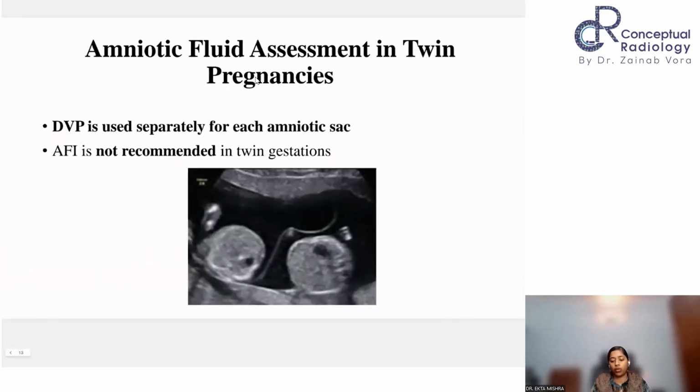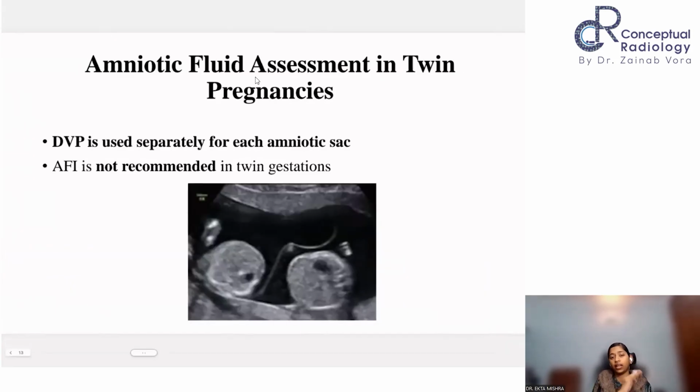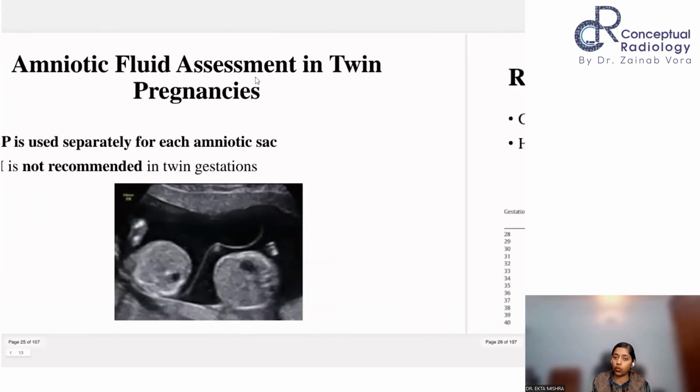So what if you have twins? How do you measure AFI in twins? Anyone? If you have twins, you write the amniotic fluid is adequate. So do you use AFI or you use DVP? Anyone using AFI in twins? So we are using DVP. Very good. So DVP is used. AFI is not recommended for use for measurements of amniotic fluid in twins.